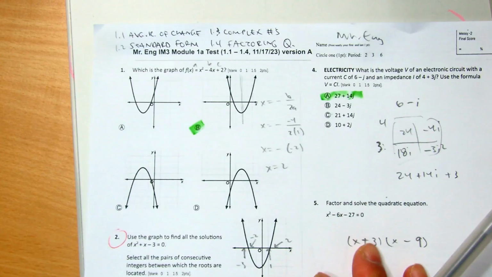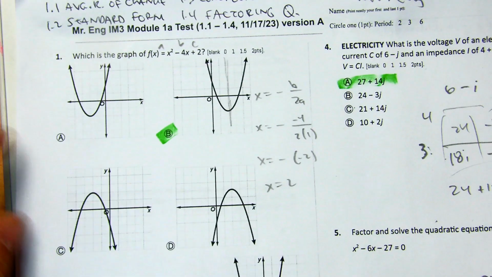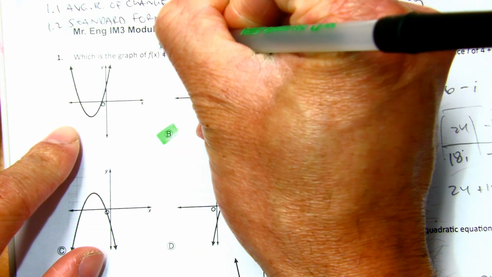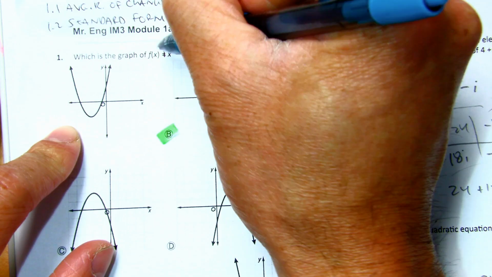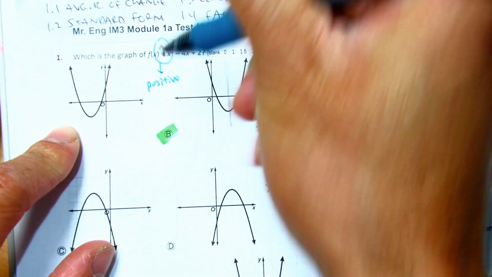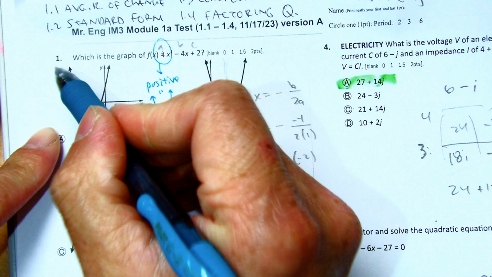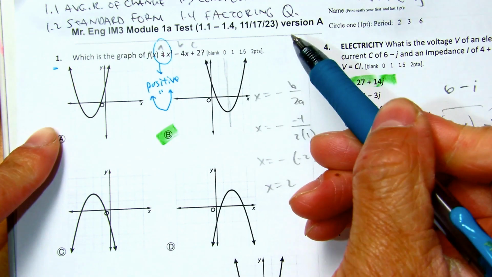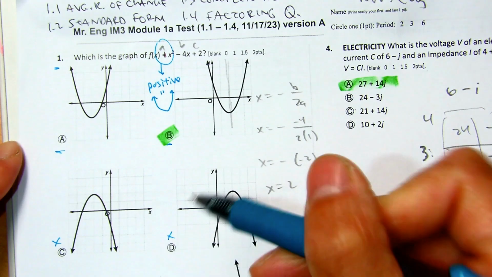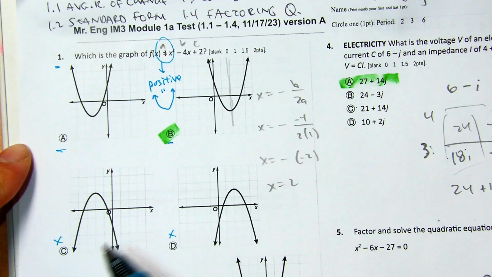For question number 1, I ask you to match the graph, and there you can see I identified the A's, B's, and C's. The A is in front, so this is a 1. Basically what that tells me is if it is positive, then the graph is going to open up like a smiley face. So it's going to be either A or B. I'm not going to choose C or D. If this was a negative x squared, then it could be C or D.